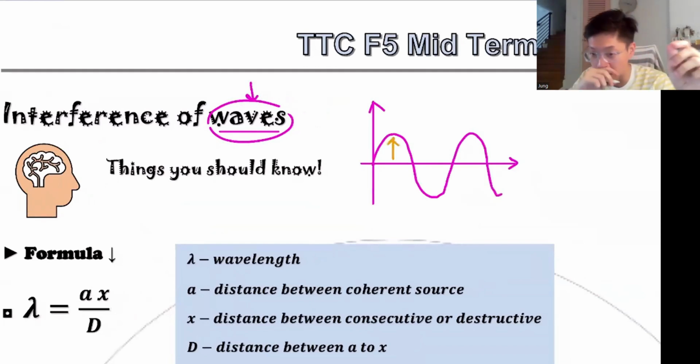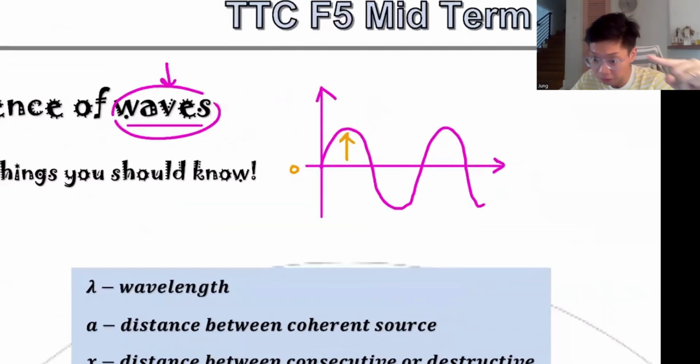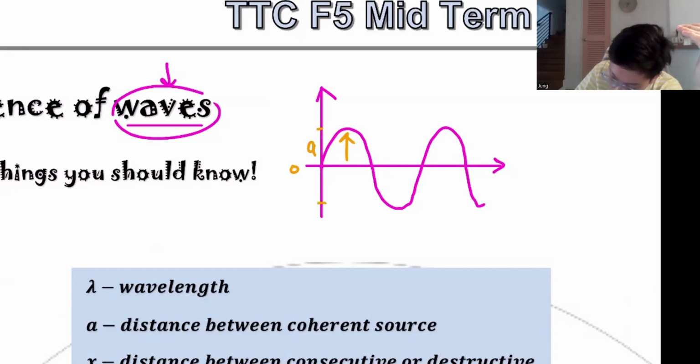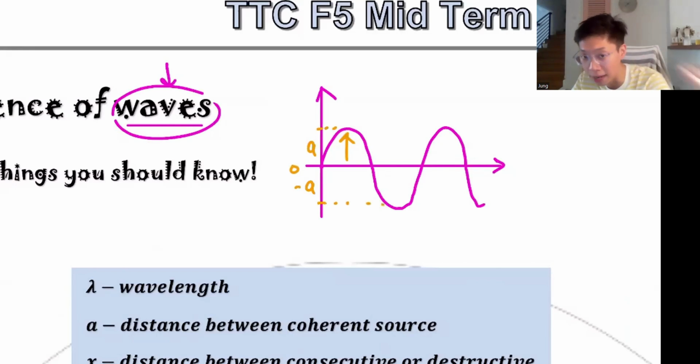We warm up first, because in waves you have to know all the terms. From this zero point, this part, what do we call this? This is known as the amplitude. So this is the amplitude of the wave. Of course, when you go down, there's something called negative amplitude. So the first thing you have to know is amplitude.